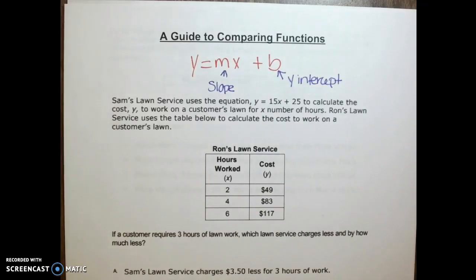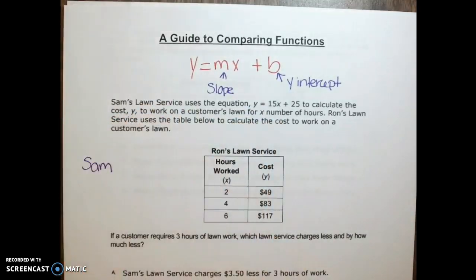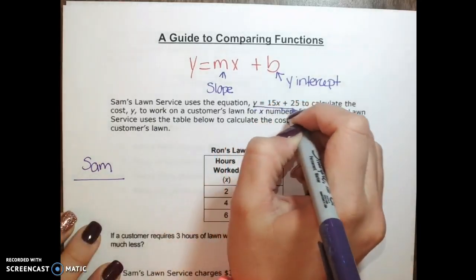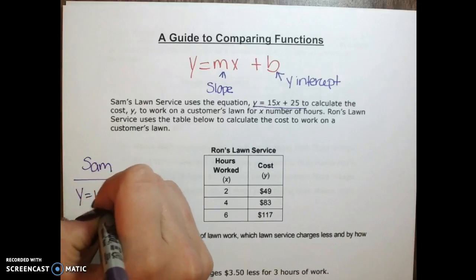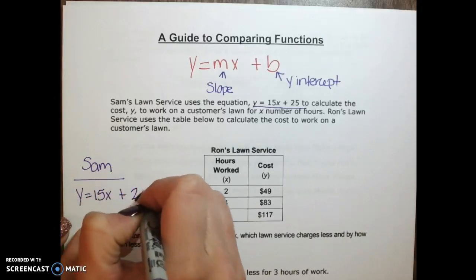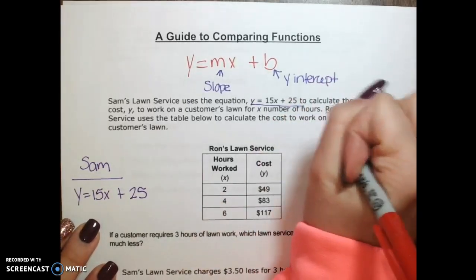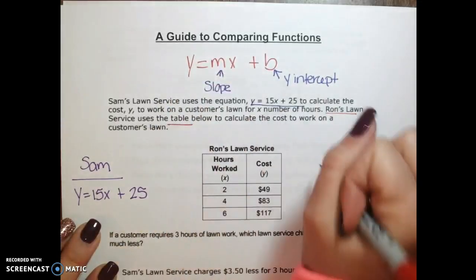One thing that is given to you is Sam's lawn service. So Sam, and again, this is one way to show your work, has the equation y equals 15x plus 25. And then we have Ron. His information is in the table, so we're going to need this table to help us out.